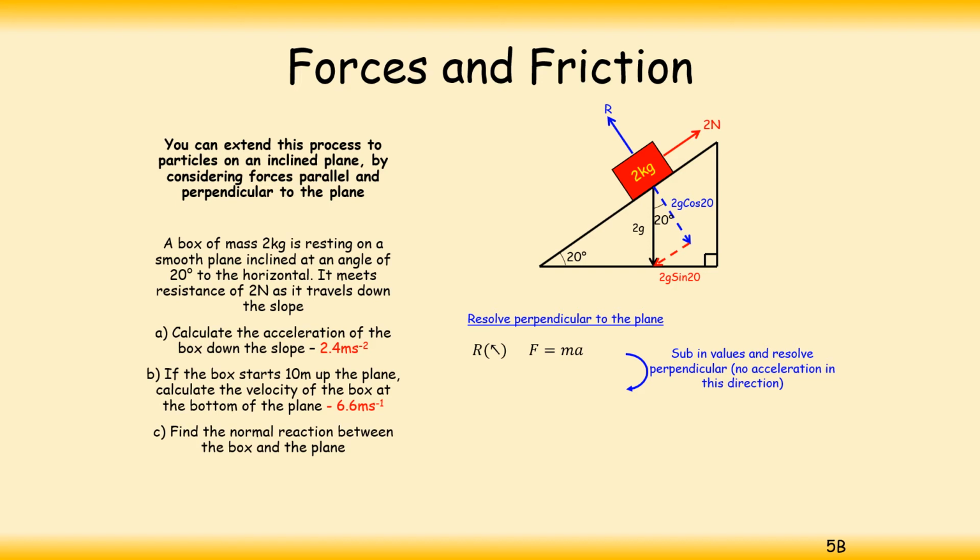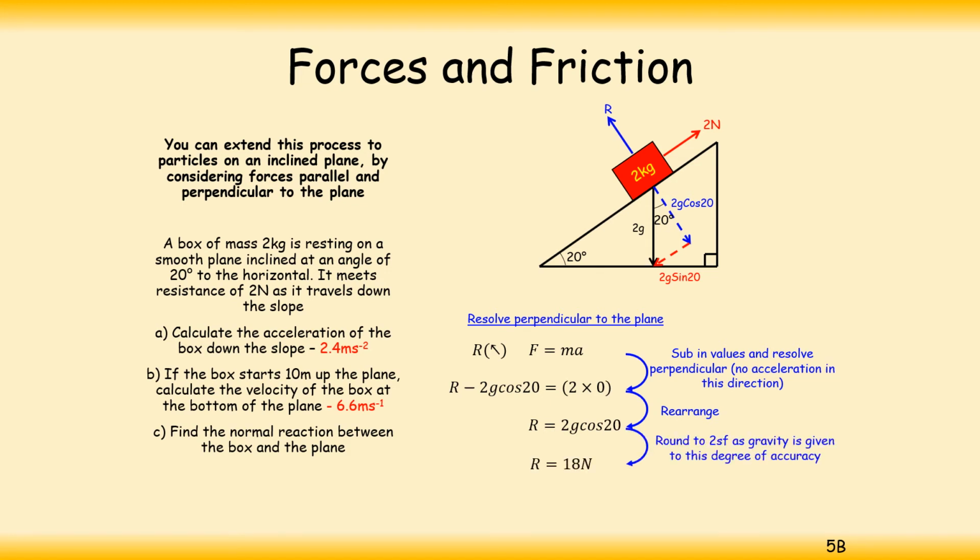And since there is no acceleration perpendicular to the plane, it's just going to be 0 on the right hand side, 2 times 0. So if we resolve it, R minus 2g cos 20 equal to 0. Just rearrange it and put this in your calculator, and it will give us the R value of 18 Newton.